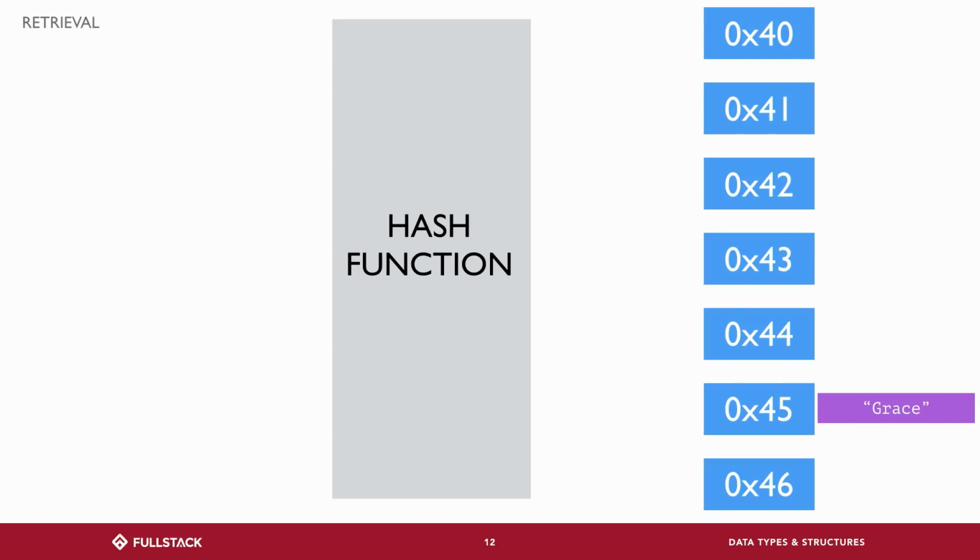Then if we want to retrieve that value later, we don't have to search cell by cell for it. We just need to take the key, put it into the hashing function, and it'll tell us exactly where to look. It will give us the value 5, so we can perform that same mathematical operation, 0x40 plus 5, to determine which memory cell to look into.